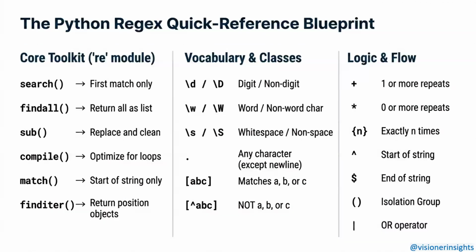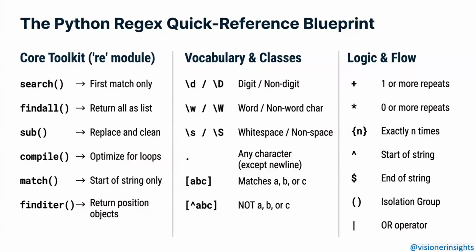To wrap up, here is your complete Python regex quick reference blueprint. It covers the core toolkit we went over, the vocabulary of character classes, and the logic flow of quantifiers. If you're going to screenshot anything today, make it this. It's the perfect summary of everything you need to start writing powerful automated text processing scripts in Python.